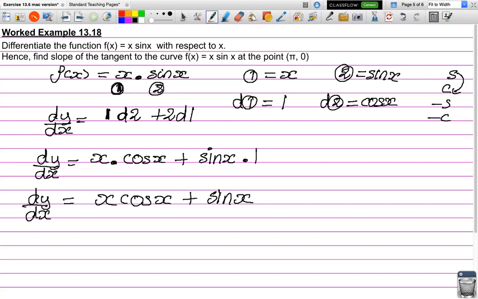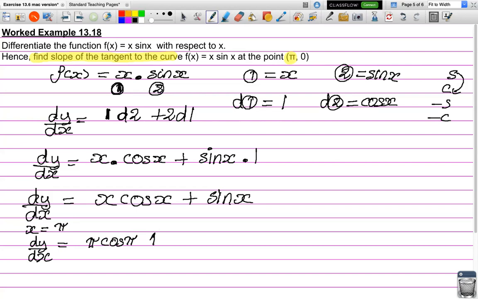And it now says for part 2, hence, find the slope of the tangent. Finding the slope of the tangent means finding dy dx, which we've already done, at the point where x is equal to pi. So now they want me to find the slope of the tangent, which is the slope of the curve, when x equals pi.